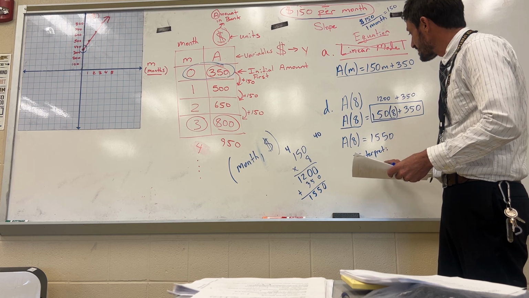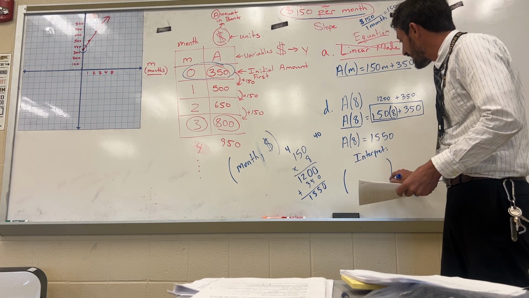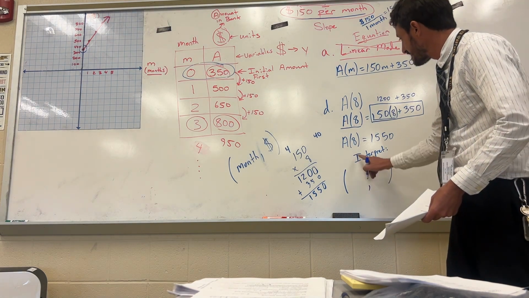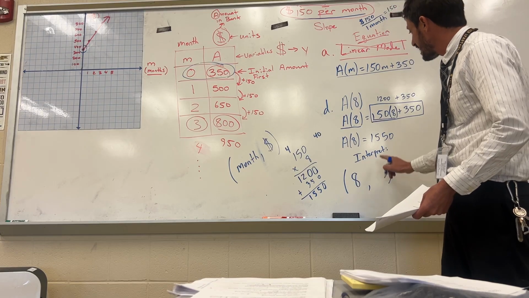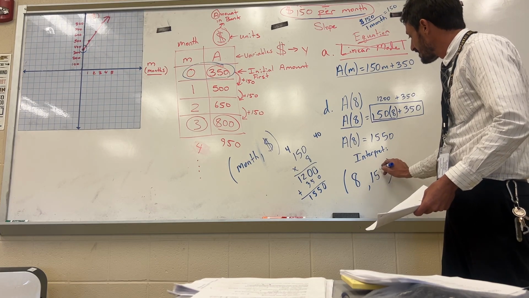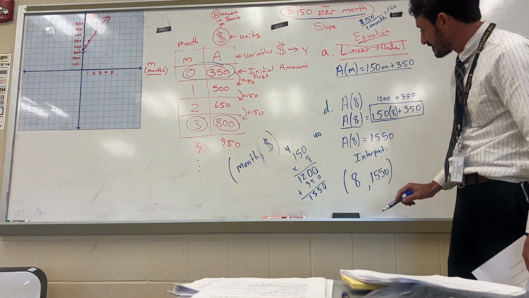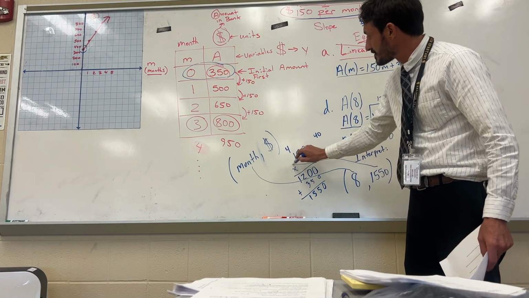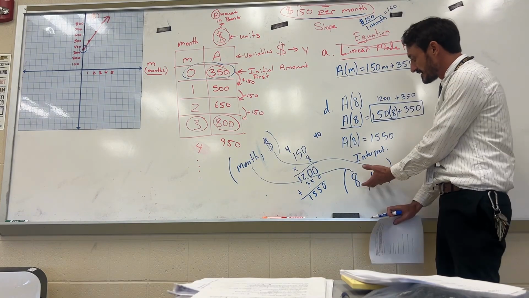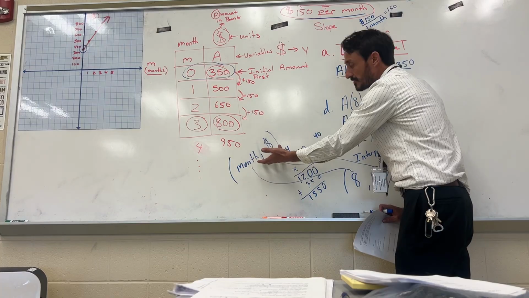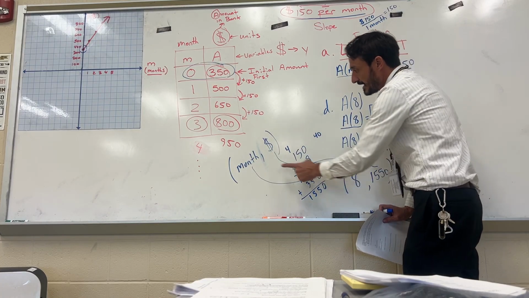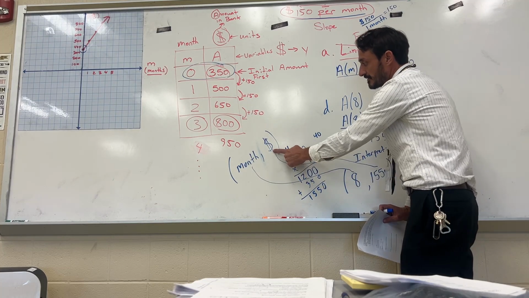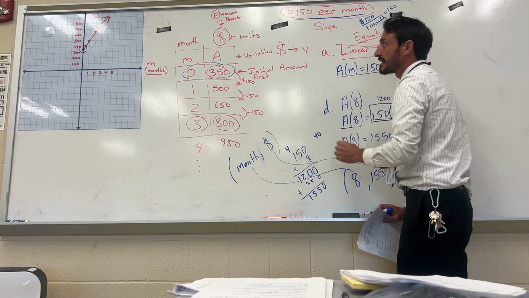To interpret this is to say, okay, I have a point here. And that point has an x value of 8 and a y value of what? 1,550, and all we have to do is look back to our unit pair to understand what this means. And you can easily make sense of this by looking at that unit point that we made. This means 8 months, $1,550. Let's clean that up and put that in words.